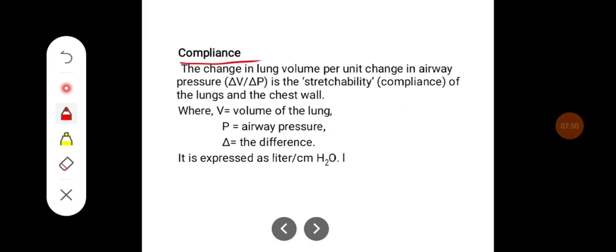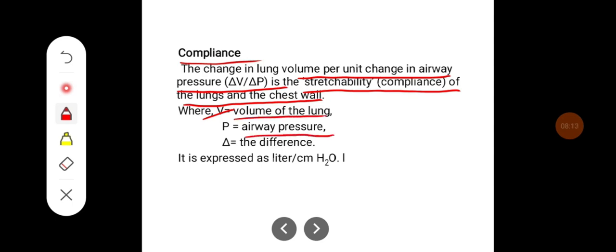Coming to compliance, the change in the lung volume per unit change in the airway pressure, that is delta V divided by delta P, is the stretchability or the compliance of the lungs and the chest wall. So where V is the volume of the lung and P is airway pressure, and the delta is the difference, and usually compliance is expressed as liter per centimeter of water.